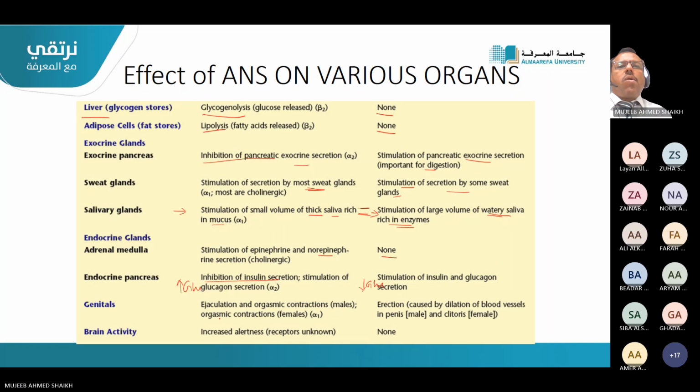Genitals. In the genitals, the sympathetic system is responsible for ejaculation of the semen. Ejaculation of the semen and orgasmic contraction will occur due to sympathetic stimulation, whereas erection of the penis or clitoris is caused by the parasympathetic stimulation. So erection by parasympathetic and ejaculation by the sympathetic.